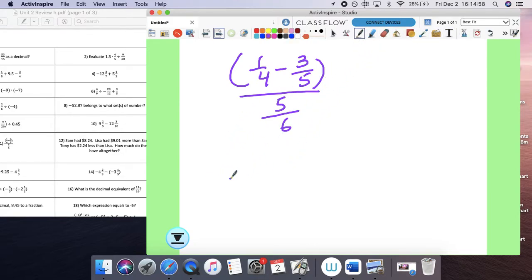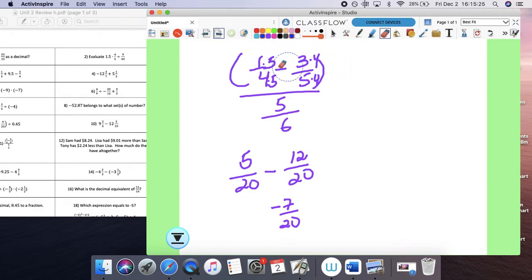Common denominator is 20. So it's 4 times 5, so the top is times 5, so that's 5 over 20. 3/5 is times 4, right? So how does a 5 become a 20? Times 4. So I multiply top times 4, so I get 12. If you subtract this, you're actually going to get negative 7 over 20. So this numerator part is what I worked on. Let me rewrite the problem. It's negative 7 over 20 over 5 over 6.